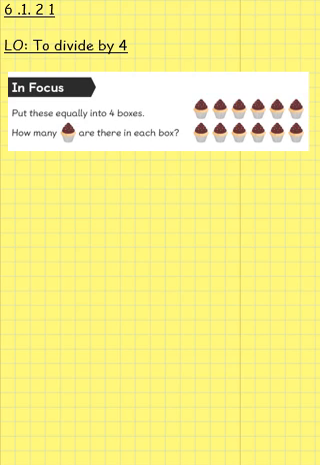The In Focus task this morning has got some cupcakes, and it's asking us to put these equally into 4 boxes. The question is, how many cupcakes are there in each box? So I want you to have a think about what the answer might be, and think about how you could show that. I want you to show me in 2 different ways how you could answer that question. Think about how you might draw it, how you might write it, and how you might represent that question.